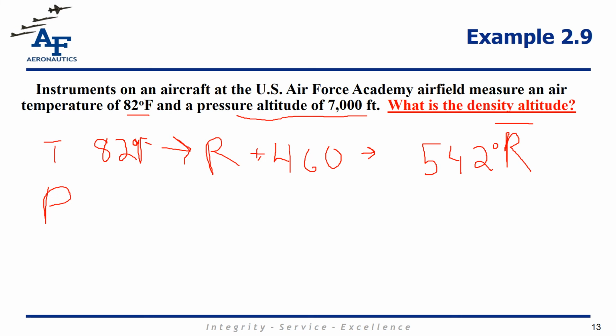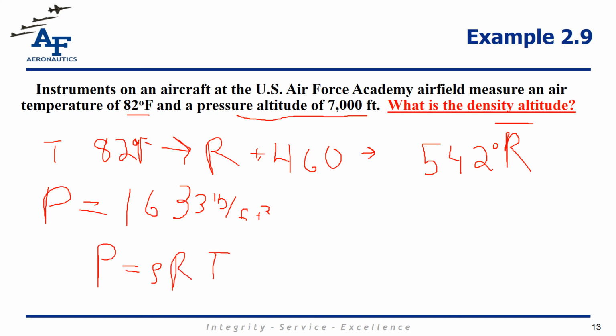Well, what's the pressure at 7,000 feet? It happens to be, again, going back to my table, 1633 pounds per foot squared, and we just solved for that. 1633 pounds per foot squared, right? Oh, that's horrible. I'm going to insert this into the perfect gas law. Pressure equals rho R T. Okay? And I'm going to solve for density.